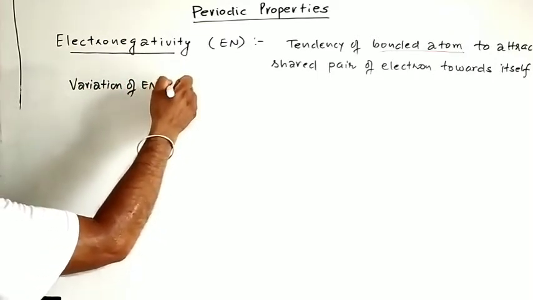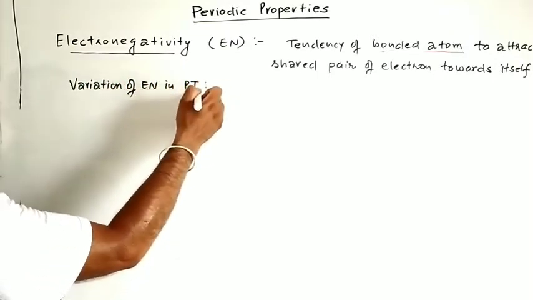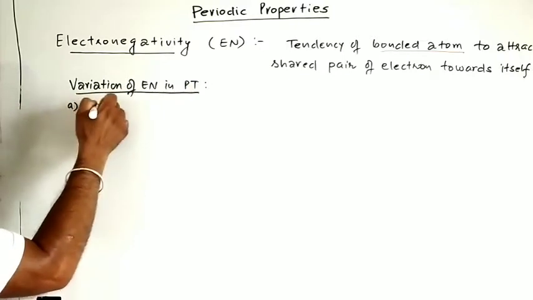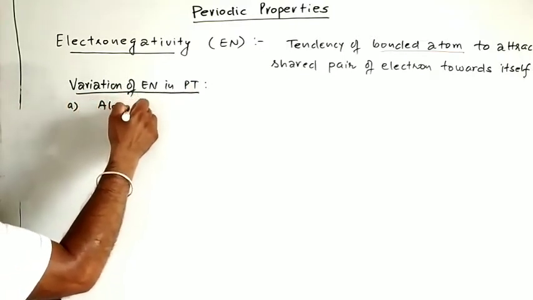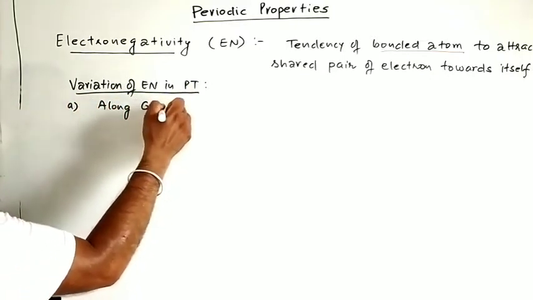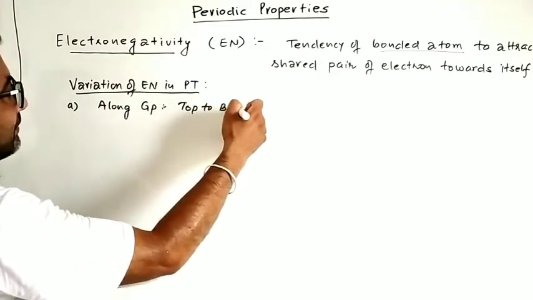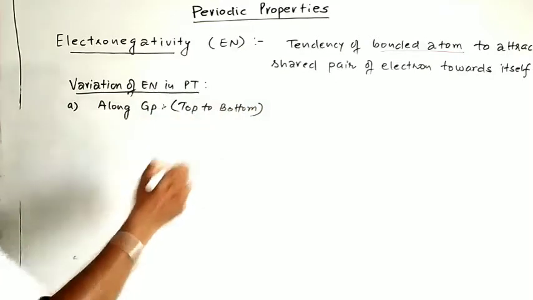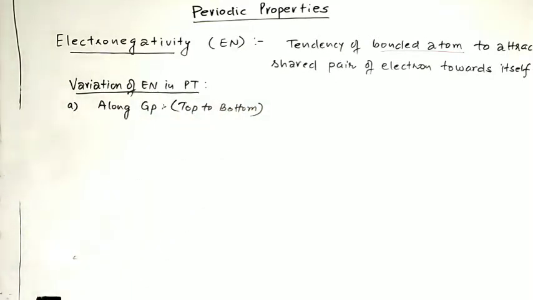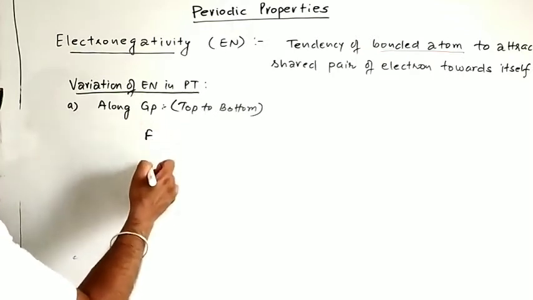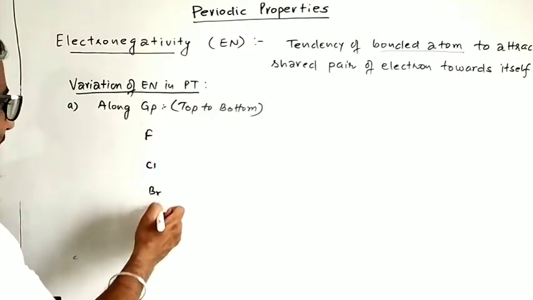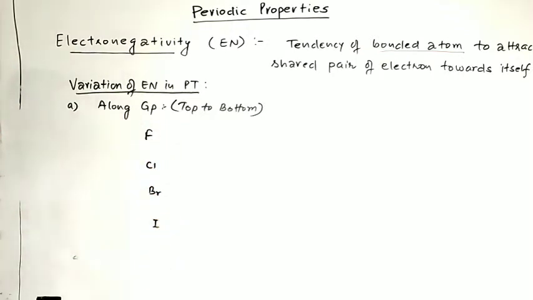Variation of electronegativity in the periodic table. A part, along a group, from top to bottom. What happens from top to bottom? Say, if I add here fluorine, chlorine, bromine, iodine, group number 17.